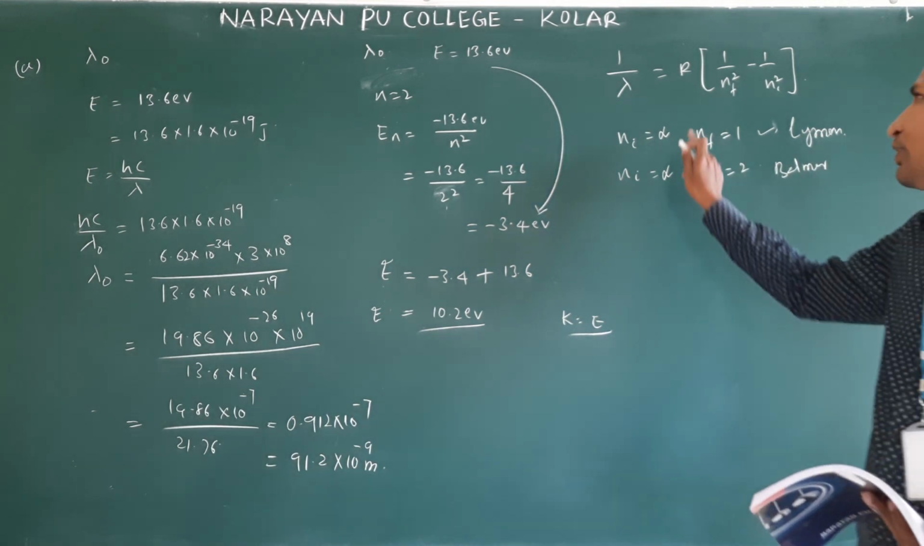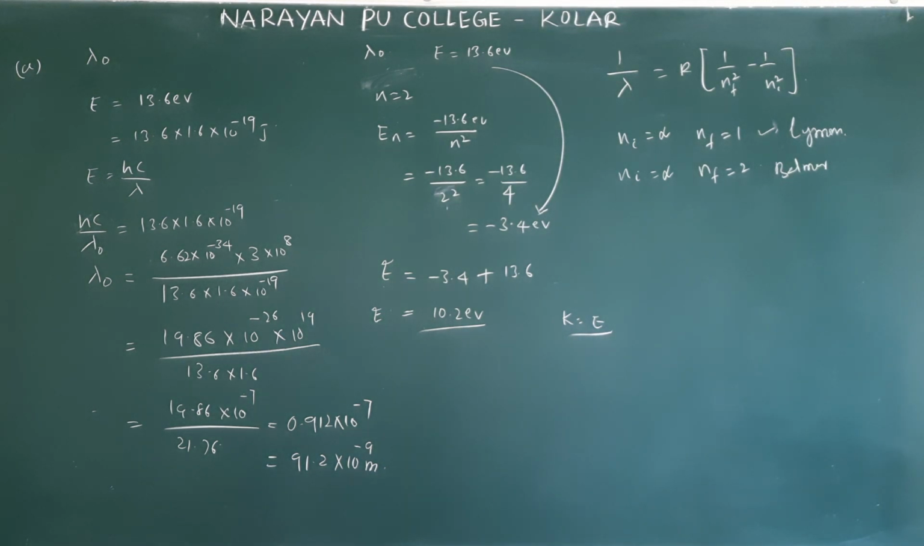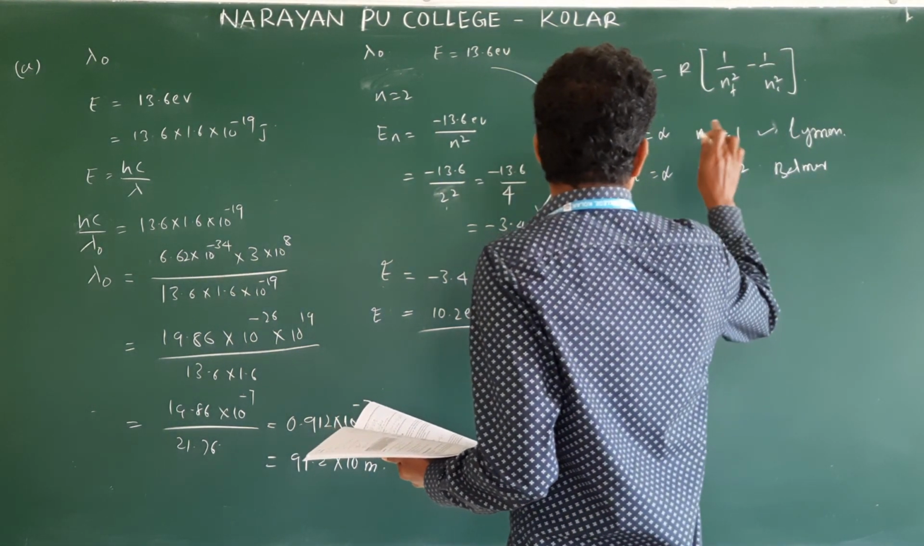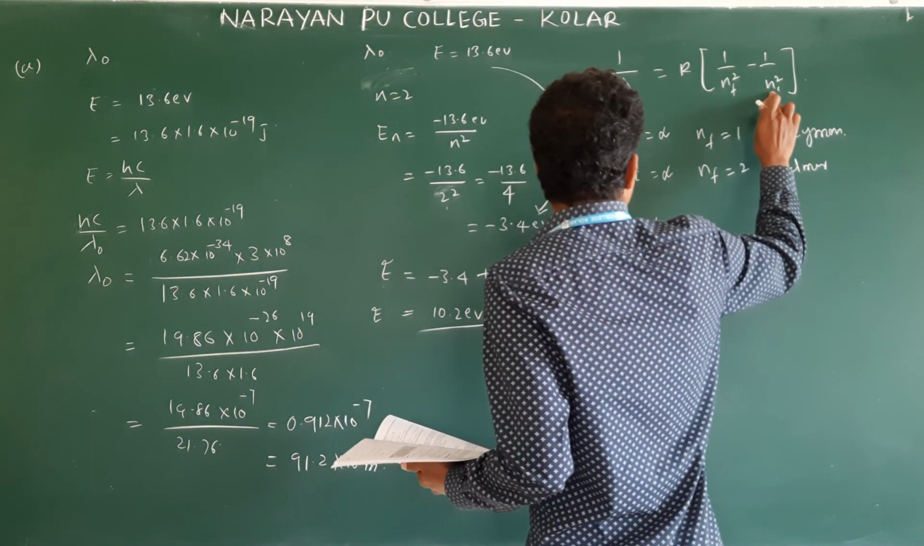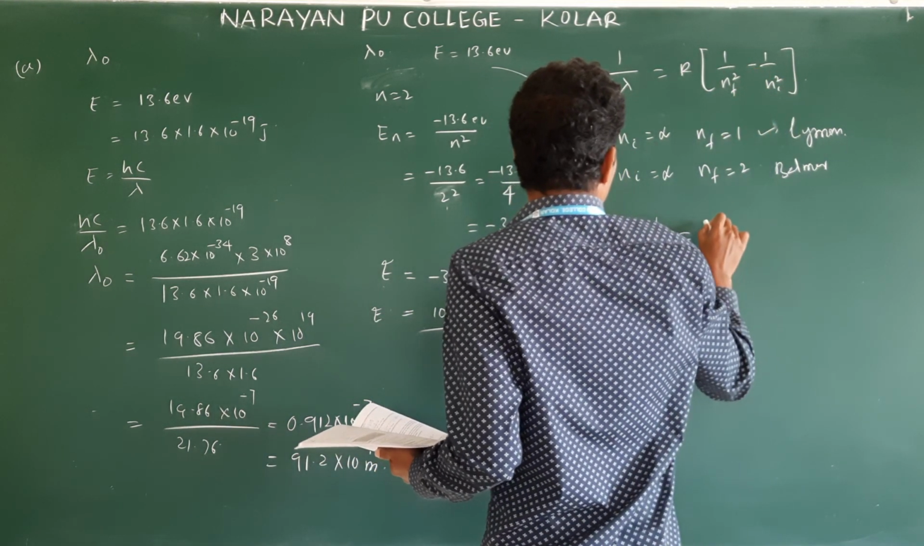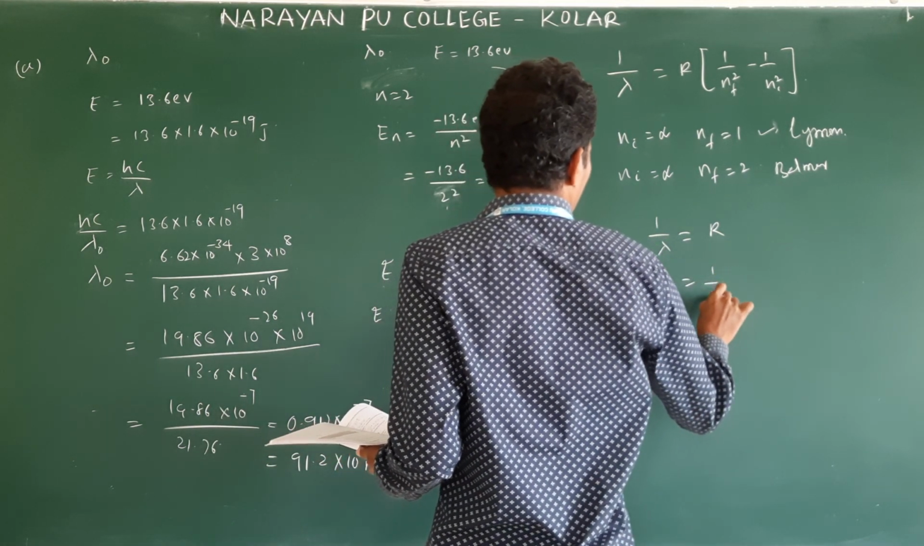So it comes from infinity to the higher energy state. So where is it going to jump? Clear? That line we call the series limit. What is the Lyman series limit? 1 by lambda is equal to R times (1 by 1 minus 1 by infinity). Initially it is infinity, finally it is 1. 1 by infinity is 0, so 1 by lambda is R, and lambda is equal to 1 by R.